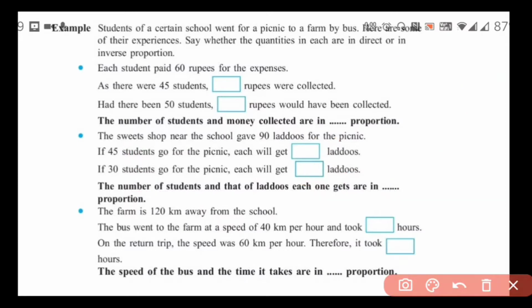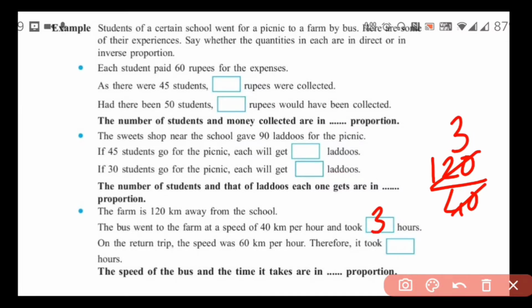The farm is 120 km away from the school. The bus went to the farm at a speed of 40 km per hour. So how many hours did it take? The speed of the vehicle is 40 kilometers per hour, and the farm is 120 kilometers away from the school. So it will take 120 upon 40. 40 threes are 120. So it will take 3 hours.